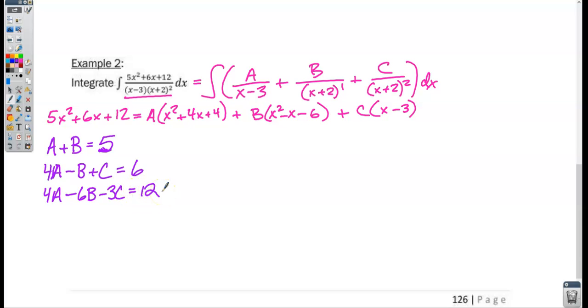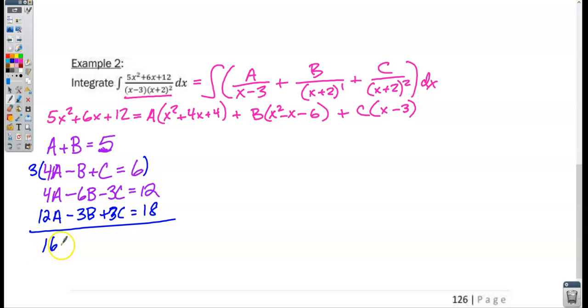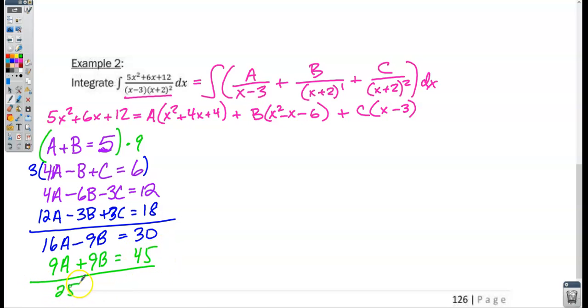Okay, now, of my three equations in my system with three variables, the first equation has no C, so I'm going to combine the other two to get rid of the C's. So I'm going to multiply this equation by 3. Gives me 12A minus 3B plus 3C equals 18. Which gives me 16A minus 9B equals 30. And then I'm going to go ahead and combine that with this first equation. I'm just going to multiply the first equation by 9. Gives me 9A plus 9B equals 45. Which leads me to 25A equals 75.